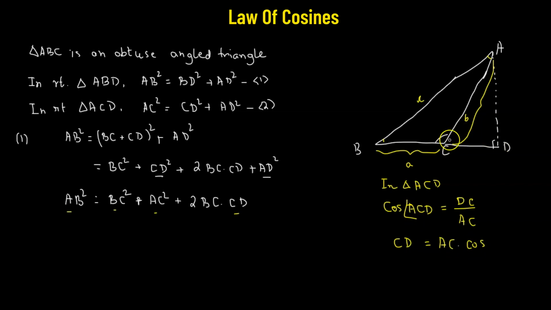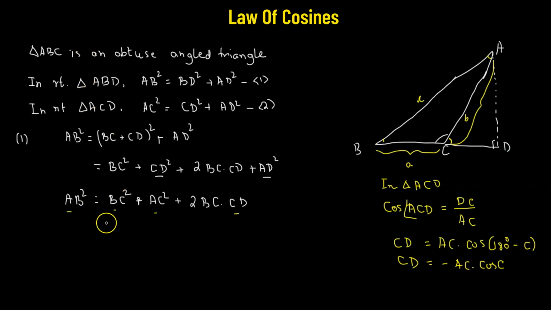But actually we do not need this angle ACD. We actually need the angle ACB, which is the original angle C. Now that means we can define it as 180 degrees minus angle C. Now what's cosine of 180 minus C? We know that its value is negative cosine C. So we're going to get negative AC times cosine of angle C. So this is the value of CD. So let's replace it here.